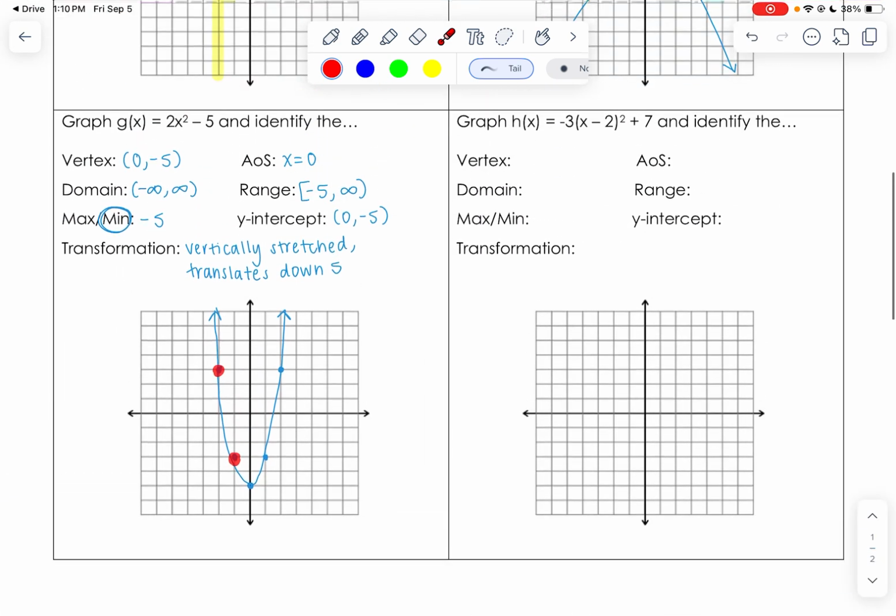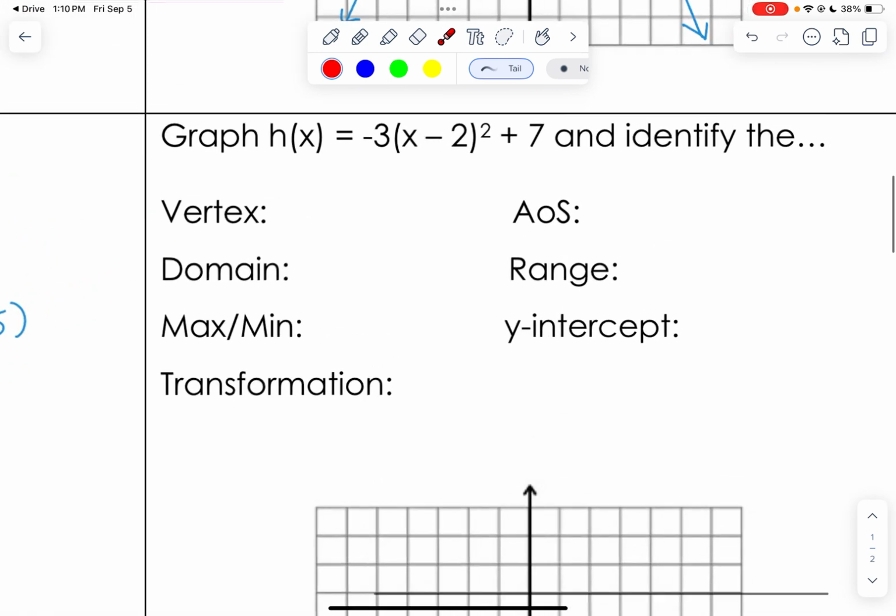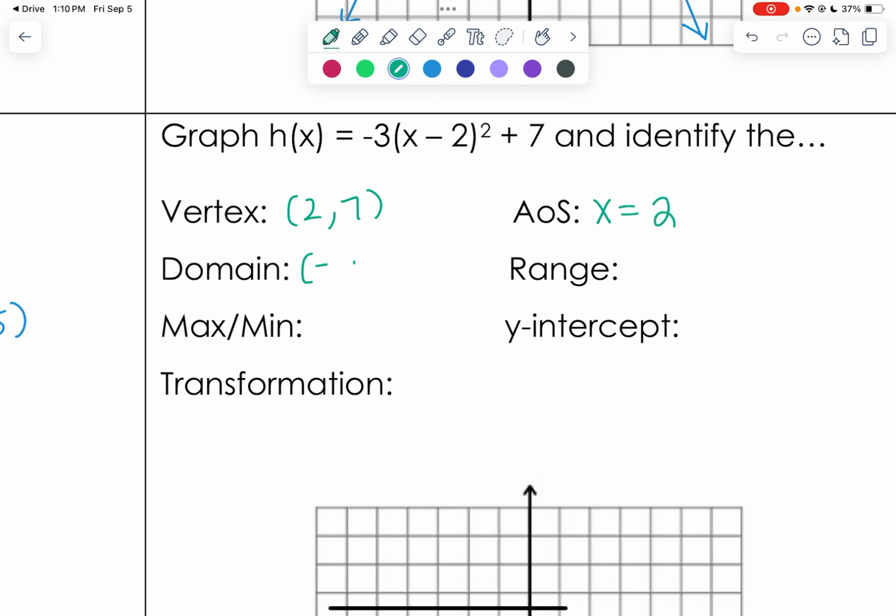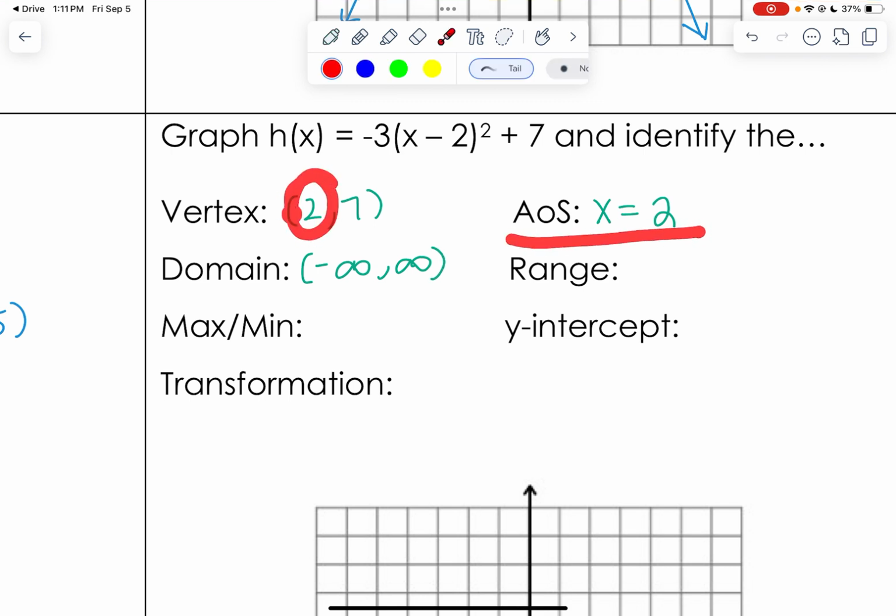And then let's take a look at one more in vertex form. Remember that your formula was x minus h. So this one would have a vertex at 2, 7. My axis of symmetry would be x equals 2. My domain is negative infinity to positive infinity every single time, right? Okay. Axis of symmetry at 2, that comes from that. Now, the question is your y-coordinate 7 the max or the min?